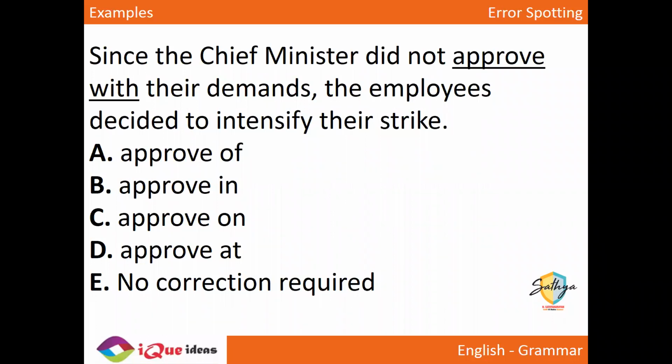So you don't approve with something. You always approve of something, right? You do. I approve of this. I don't approve of this. So the correct one to use is of. The correct preposition to use is of.